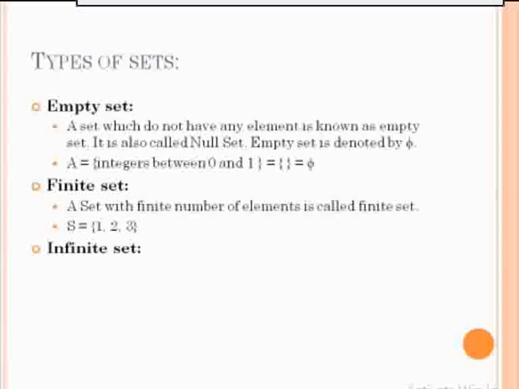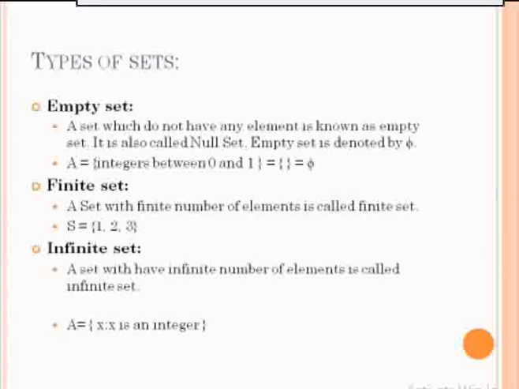Then next type is infinite set. A set which has an infinite number of elements is called an infinite set. For example, {X : X is an integer}. Students, you know the set of integers. It will move till infinity. If we consider positive integers, it will move till positive infinity. If we consider negative integers, it will move till negative infinity. There is no limit. We can't count the members of this set. That's why we will say this is an example of an infinite set.